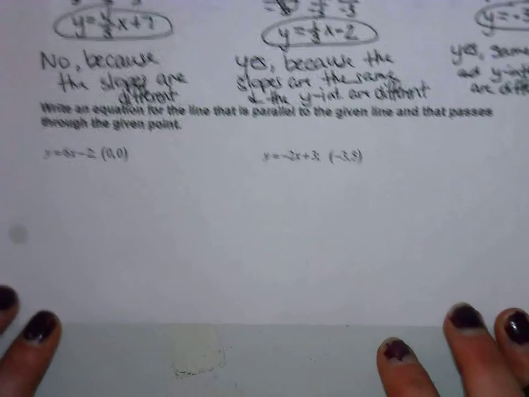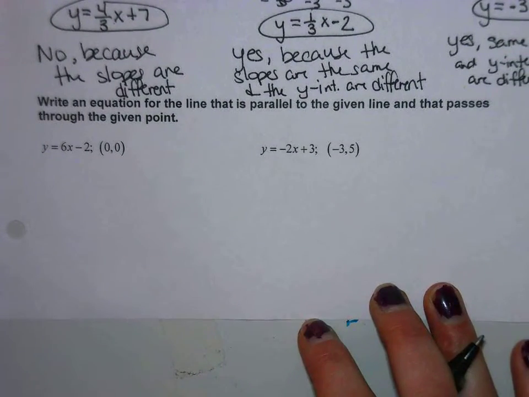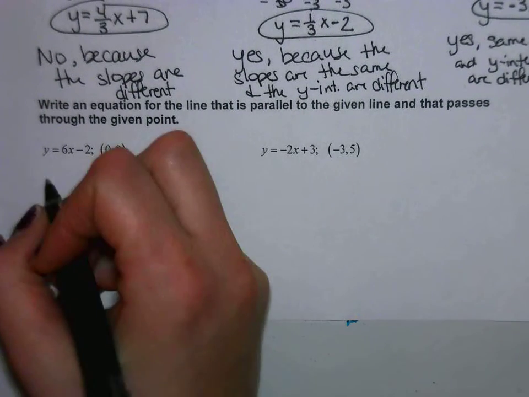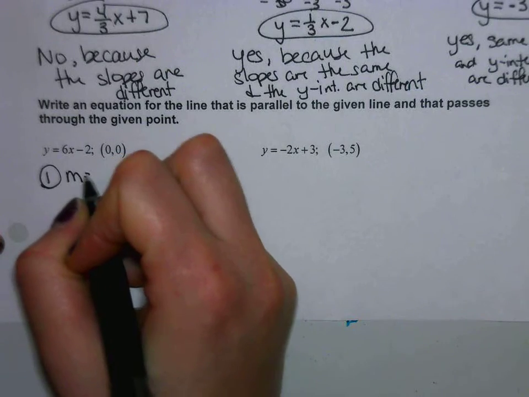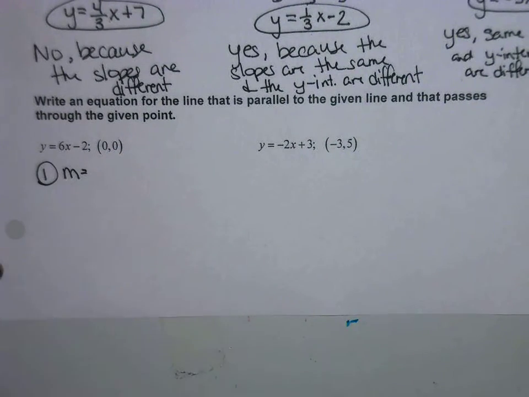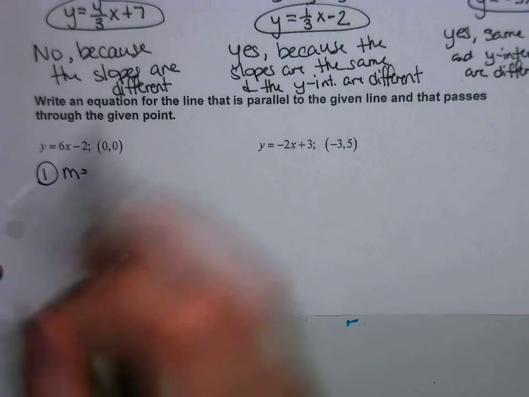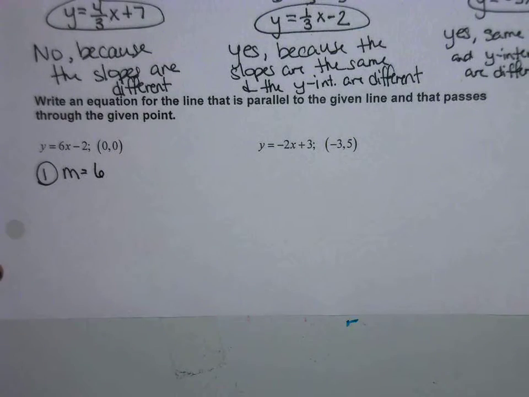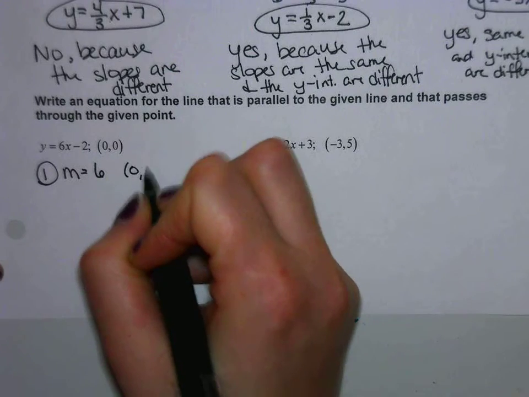Alright, now let's look at what we need to do in order to write an equation for a line that is parallel to the given line and that passes through the given point. So our first step is to just identify what our slope needs to be. If we have an equation y equals 6x minus 2, in order for our line to be parallel to this equation, the slope needs to be 6. And it has to go through our point 0, 0.